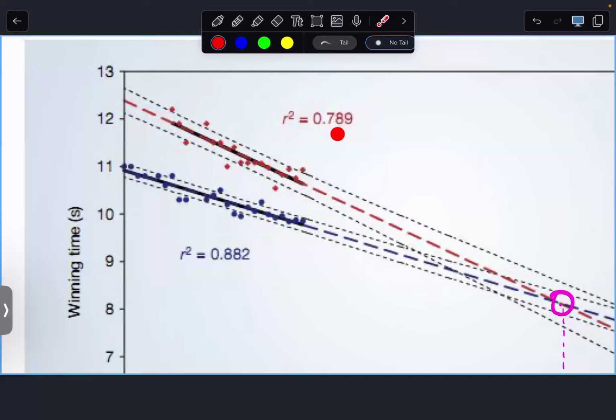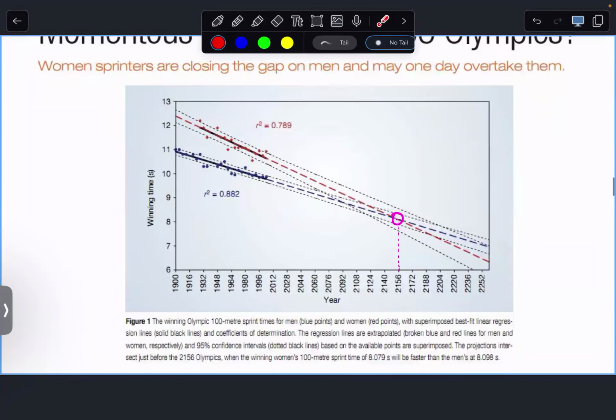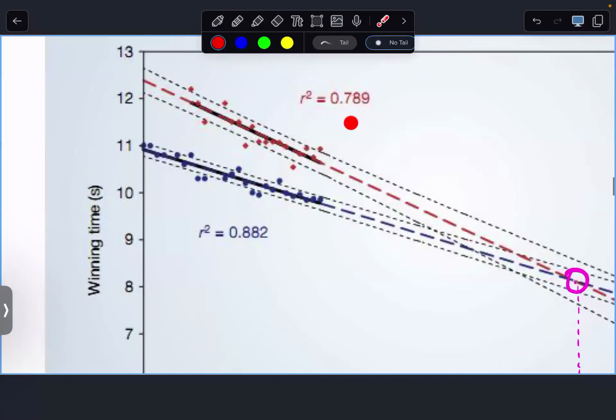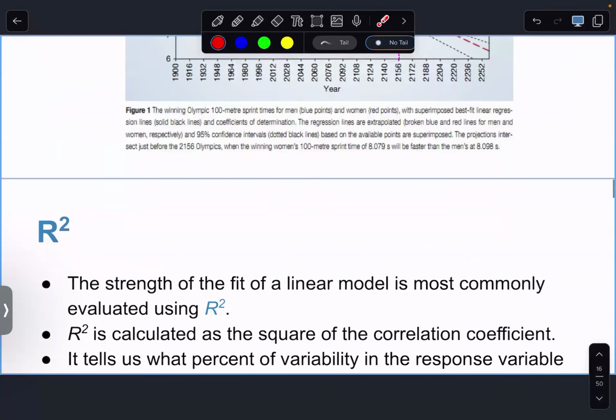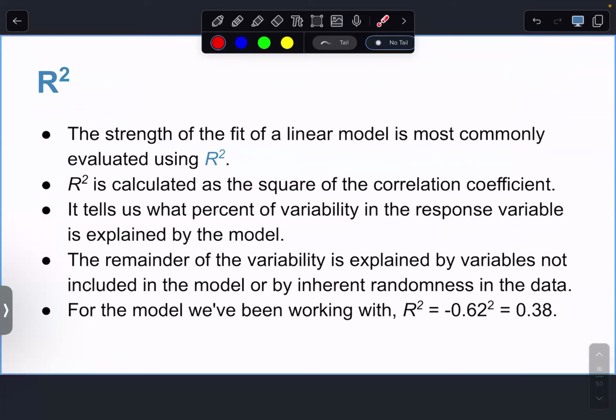And so here, comparing this R squared for the men, 88.2% is better than 78.9%, but 78.9 is still quite good, right? Depending on the data that you have, you might be pleased with something like 60%, especially in biology where things are so variable. Whereas if you're doing clinical trials, you might want something a little bit higher before you make any recommendations. So it just depends on what field you're in. So R squared is the strength of the fit of a linear model.